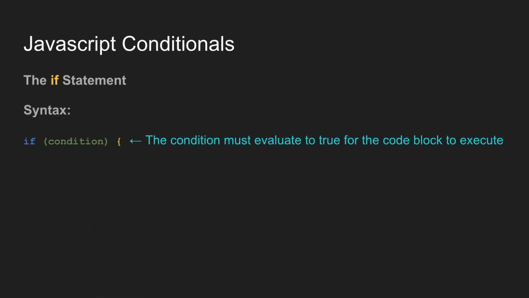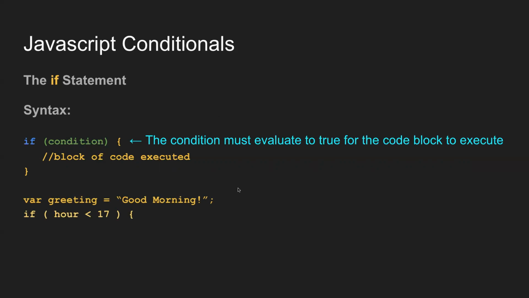Here's the syntax. If the condition, and the condition here is wrapped in parentheses, is true, then this is the code block, inside the curly brackets. This code block will be executed. So the condition must evaluate to true for the code block to execute. Okay?